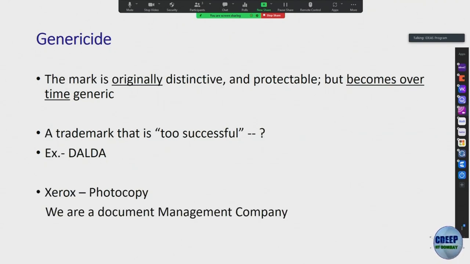So, this is what we call genericide. The mark is originally distinctive and protectable, but becomes generic over time. Very often this happens to most successful trademarks. I do not know how many of you know Dalda. Dalda is a Unilever product, hydrogenated fat. People went to the shop and said, give me Dalda. Anybody gave you any hydrogenated fat and you bought it. So, any hydrogenated fat was called Dalda. Nobody bothered whether you are getting a Unilever Dalda or not.